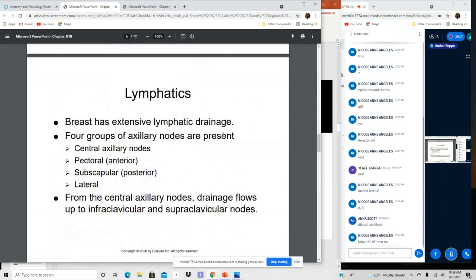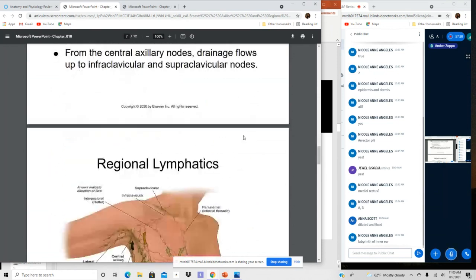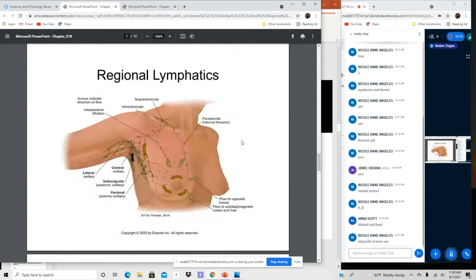The lymphatics. The breast has extensive lymphatic drainage. There are 4 groups of axillary nodes present: central axillary nodes, pectoral, subscapular, and lateral. From the central axillary nodes, drainage flows up to the infraclavicular and supraclavicular nodes. Okay, so this picture is just showing the regional lymphatics of the breast.